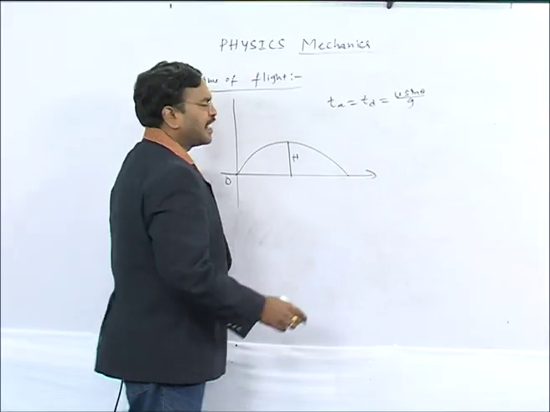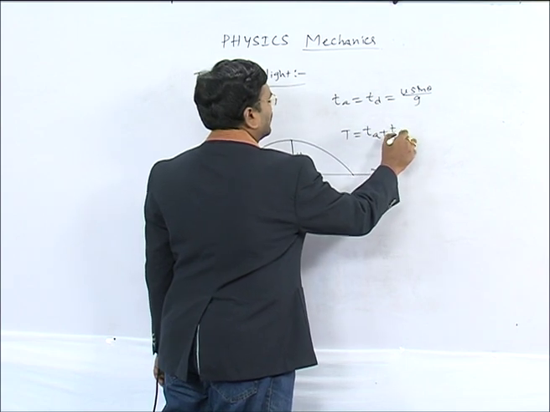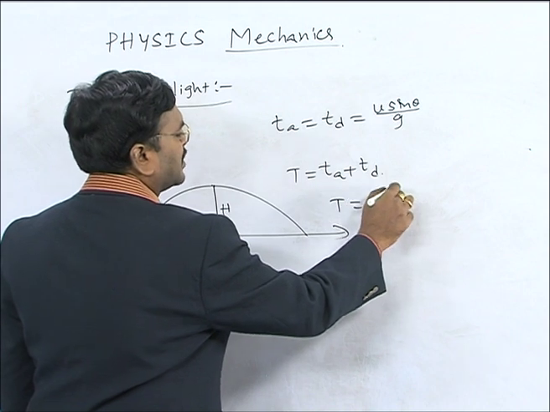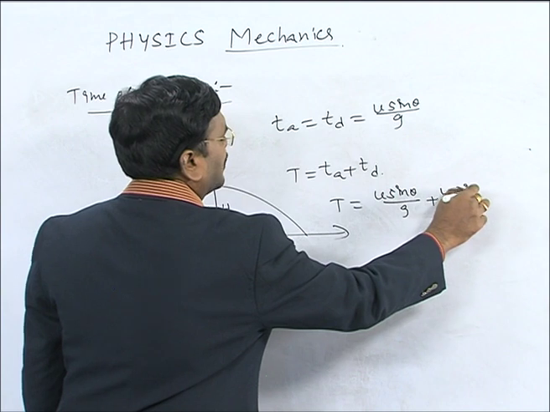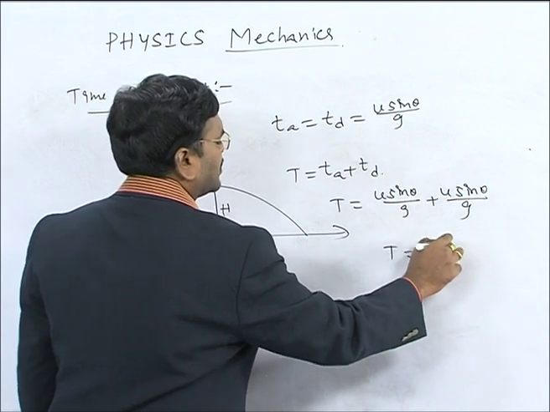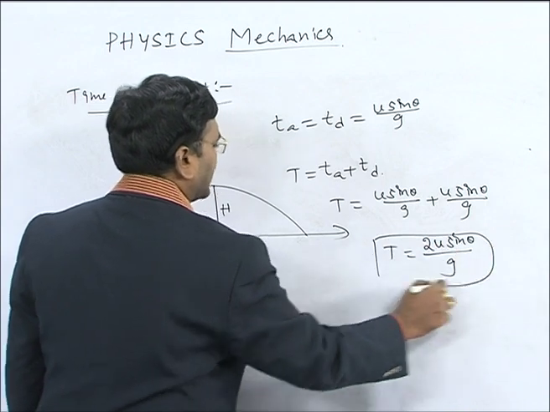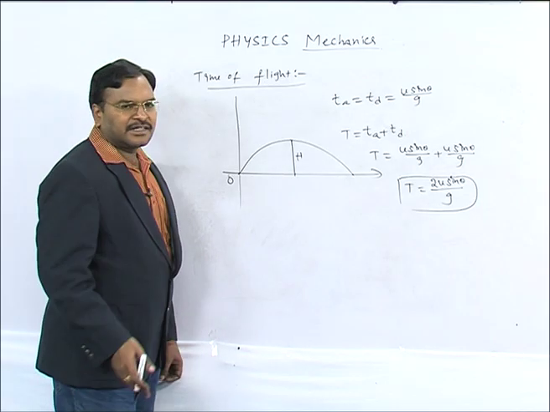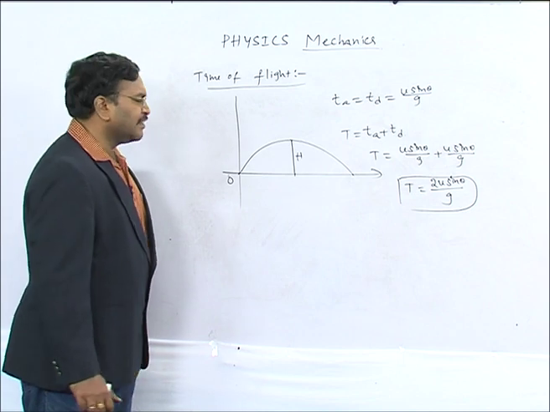Now, time of flight is equal to what? Sum of time of ascent and time of descent. Now, T is equal to Ta plus Td, that is U sin theta by g plus U sin theta by g. So, time of flight is 2U sin theta by g. Now, what is U sin theta? U sin theta is the velocity in the vertical direction.